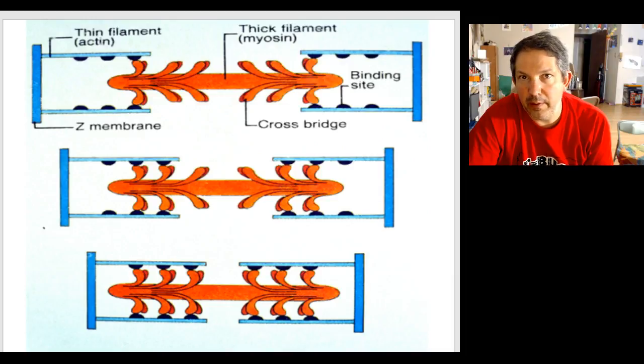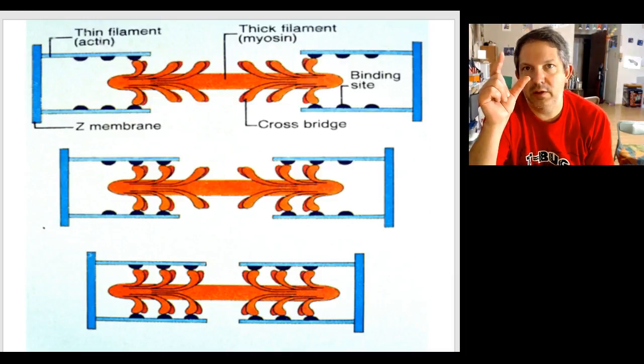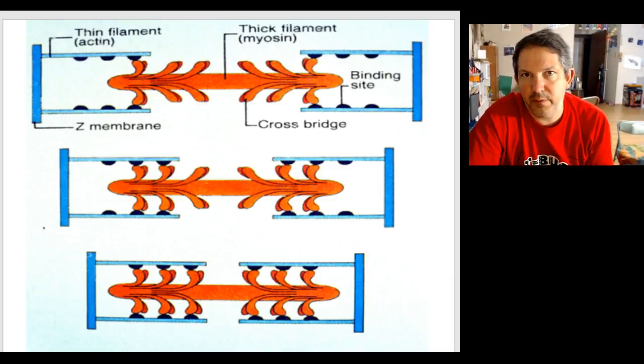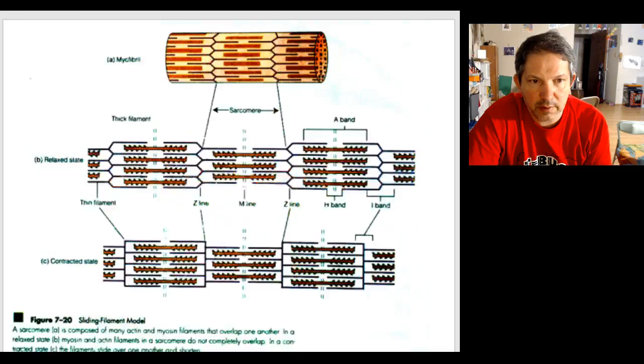So even though the muscle cell shortens, none of the filaments get any shorter. Right? None of the filaments get shorter. They just overlap each other more, which is an important point, I think. So here is at rest, and here is contracted. At rest, contracted. So what changed?